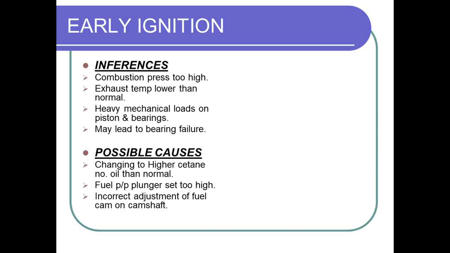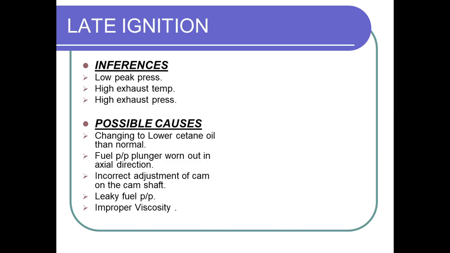Now the possible causes: changing to higher cetane number oil than normal, fuel pump plunger set too high, incorrect adjustment of fuel cam on camshaft. Now, late ignition. What are the inferences? Low peak pressure, high exhaust temperature, high exhaust pressure. Possible causes: changing to lower cetane oil than normal, fuel pump plunger worn out in axial direction, incorrect adjustment of cam on the camshaft, leaky fuel pump, improper viscosity.